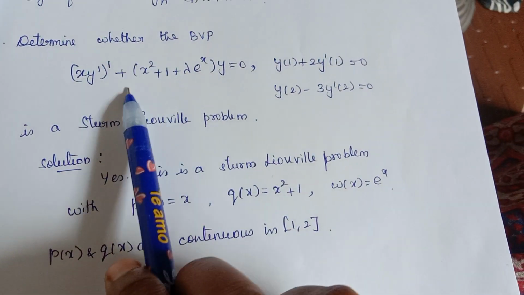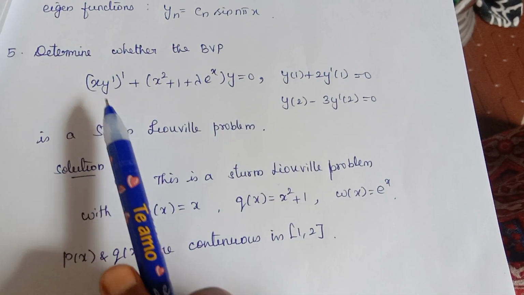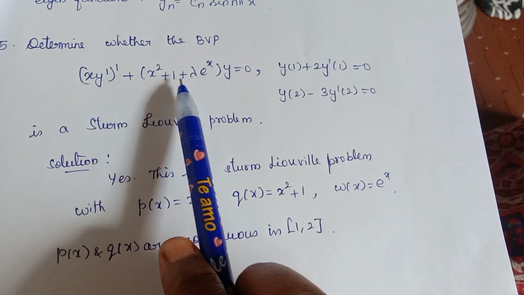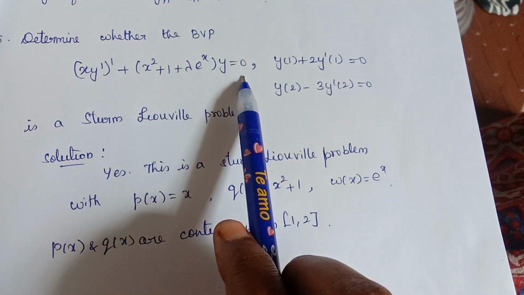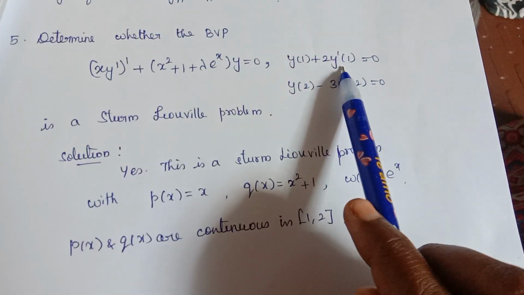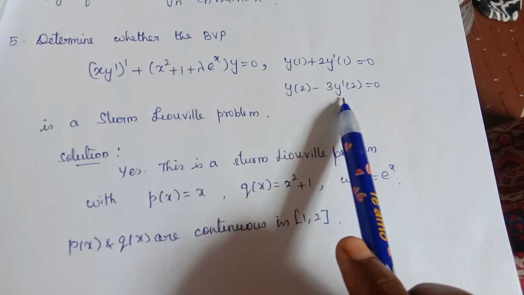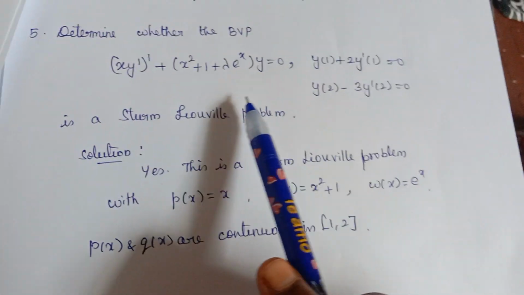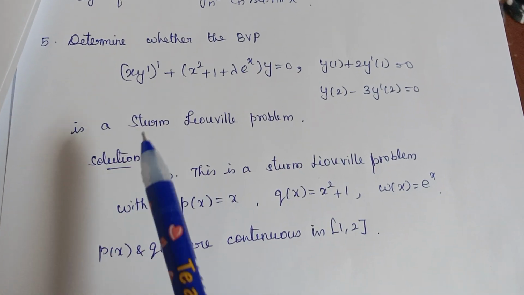Now determine whether this is a Sturm Liouville problem. (x y dash) the whole derivative plus (x square plus 1 plus lambda e power x) y equal to 0, with y of 1 plus 2 y dash of 1 equal to 0 and y of 2 minus 3 y dash of 2 equal to 0. Obviously, yes, this is a Sturm Liouville problem.